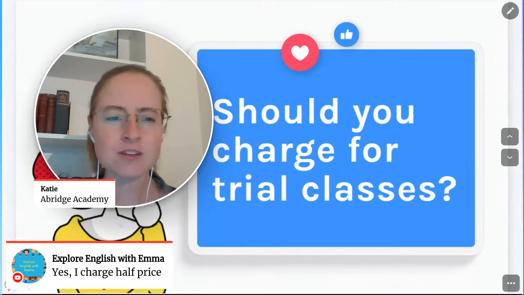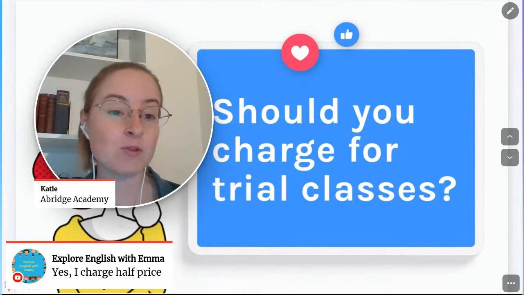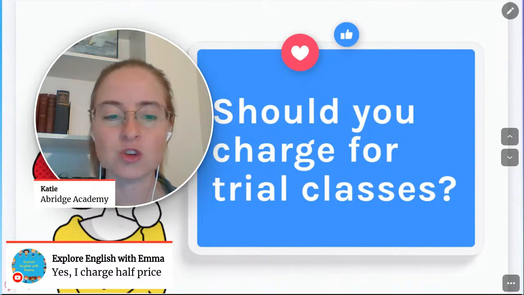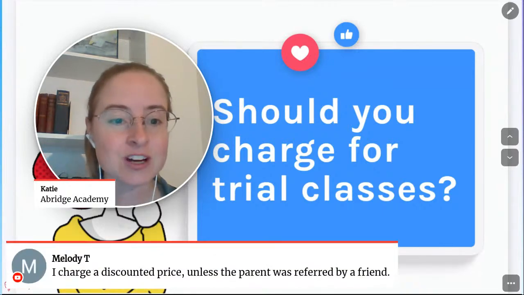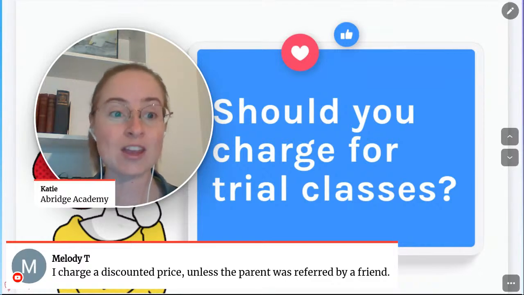You're going to get rid of the complete freeloaders because they're not even going to want to pay half the price. But it's still a little bit more affordable and a little bit of incentive for people to try out your classes before they commit to longer term classes with you. And he's saying a discounted price unless the parent was referred by a friend. And that's another one. I'm going to talk a bit about the importance of where your students are coming from.